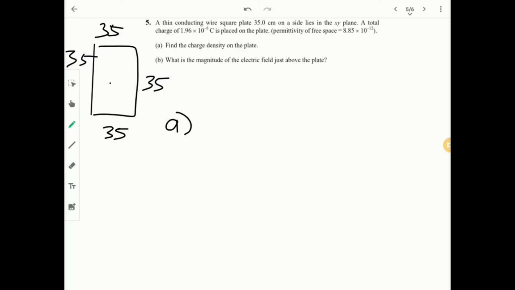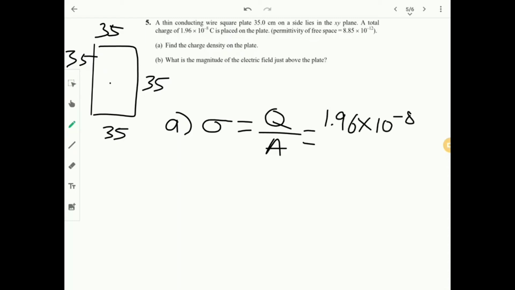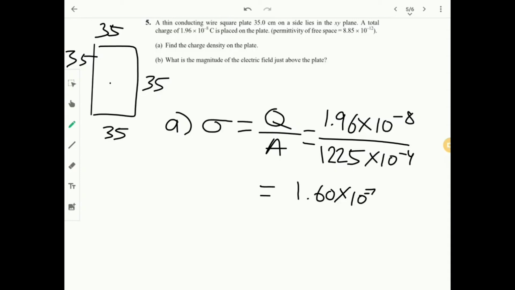Okay, let's solve it together. The symbol for charge density is sigma. That's the total charge over the area. The total charge is 1.96 times 10 to the minus 8 over the area, 35 times 35, but in centimeters, which is going to be centimeters squared. To make it into meters squared, you have to multiply by 10 to the minus 4, which gives us 1.60 times 10 to the minus 7 coulombs per meter squared.